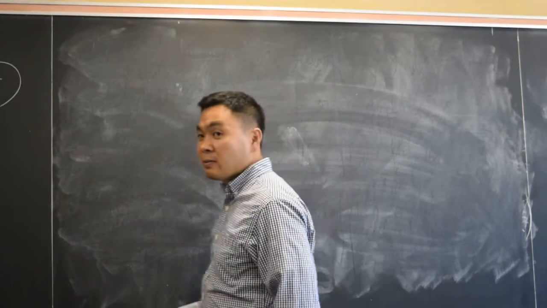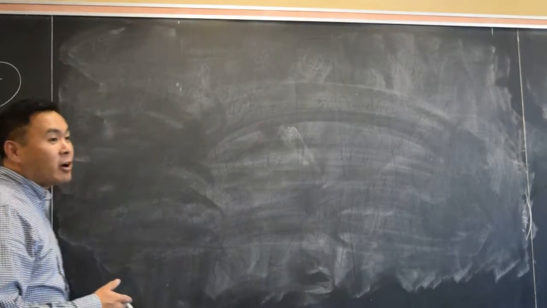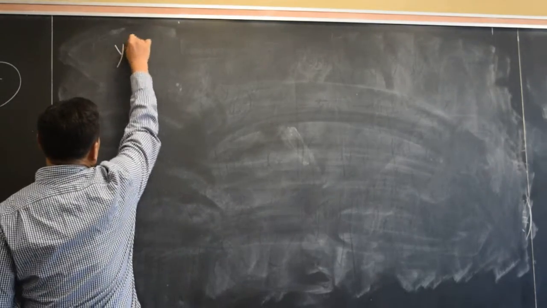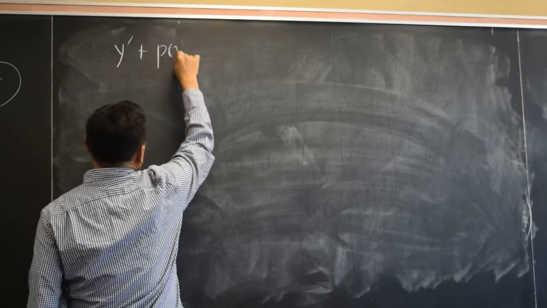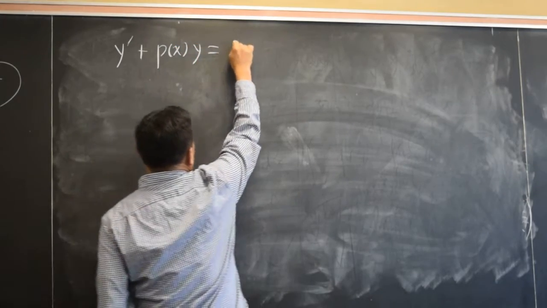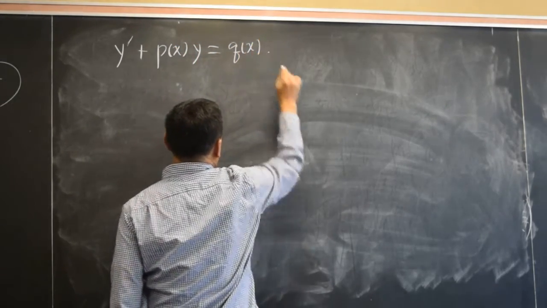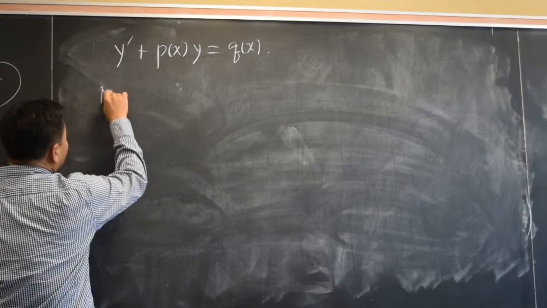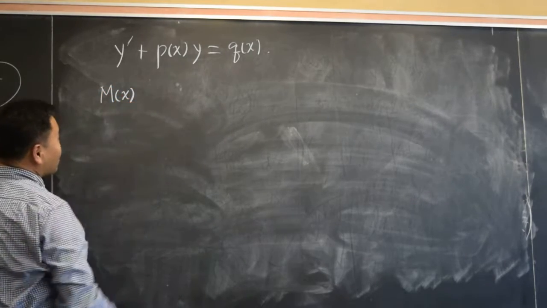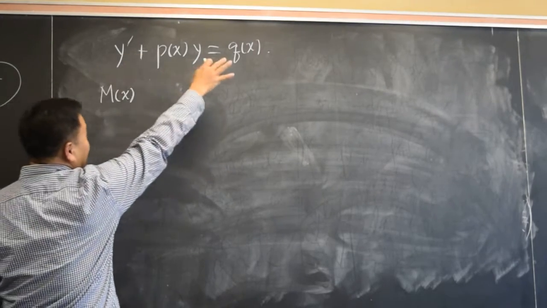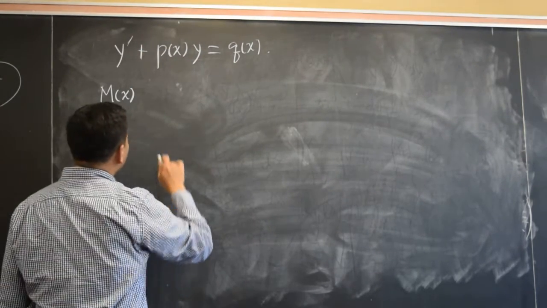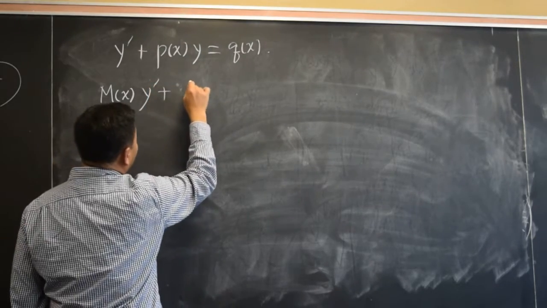All right, so let me try to explain where I got this multiplier formula from. So again, I have y prime plus p(x)y equals q(x). What I'm trying to look at is a function, some magic function. When I multiply it to the entire thing, the left side turns into the product rule. Okay. That's my aim.